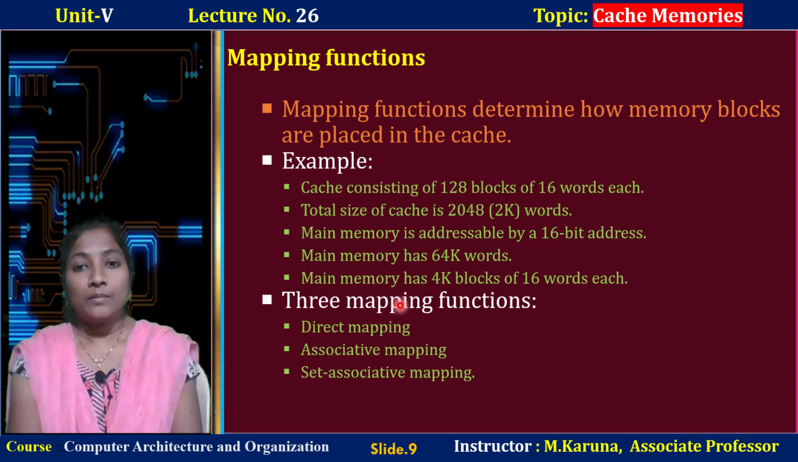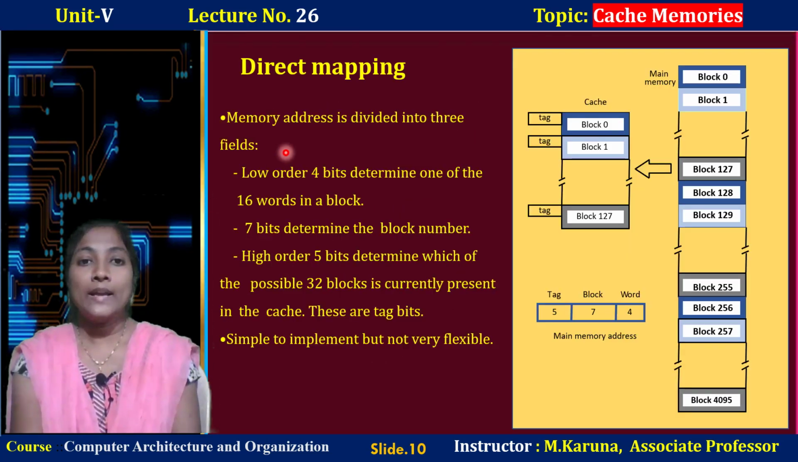There are three mapping functions: direct mapping, associative mapping, and set associative mapping. Let us see how mapping takes place between main memory and cache memory. First, let us discuss direct mapping. Here we have taken an example. This is the main memory and this is the cache memory. Main memory may be external to the processor, and cache memory is placed nearer to the processor.